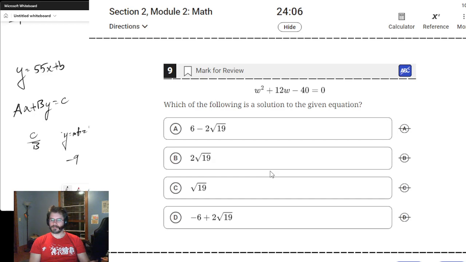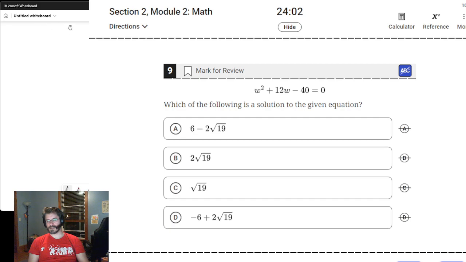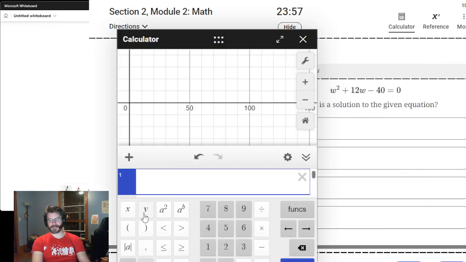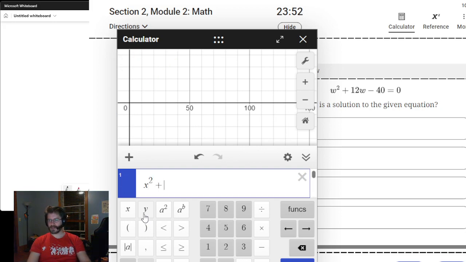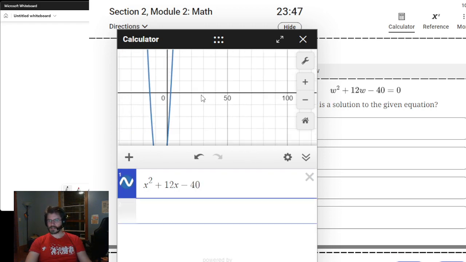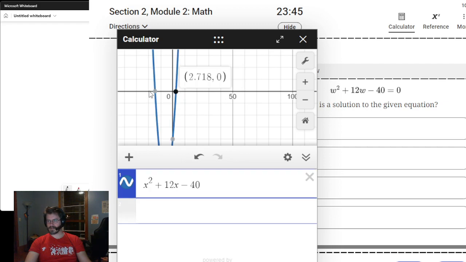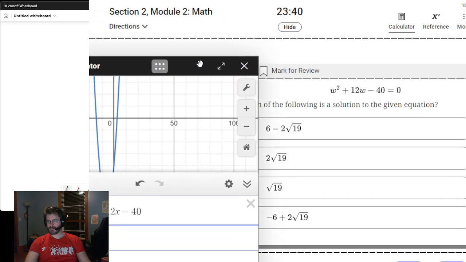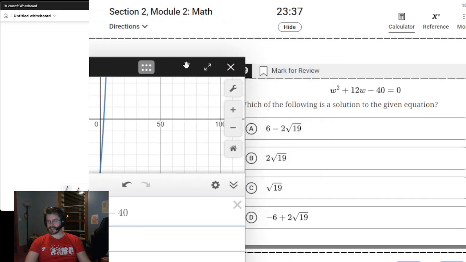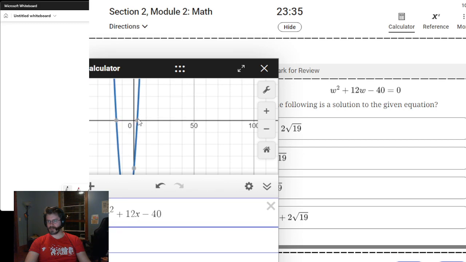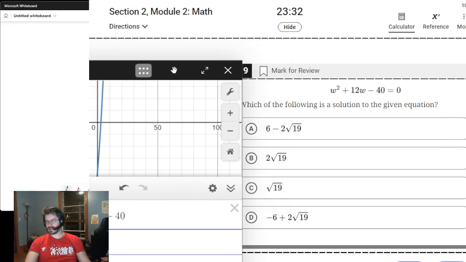Okay. We have a quadratic. They want a solution, basically a 0 of the function. So we could plug those in. Again, we could just use Desmos. Man, I'm using Desmos a lot here. Again, we got to use x because Desmos won't know what to do with w. It's 12x minus 40. And we want this to be 0, so 2.78 and negative 14.178. So the negative is out, so 2.178 is our guy.